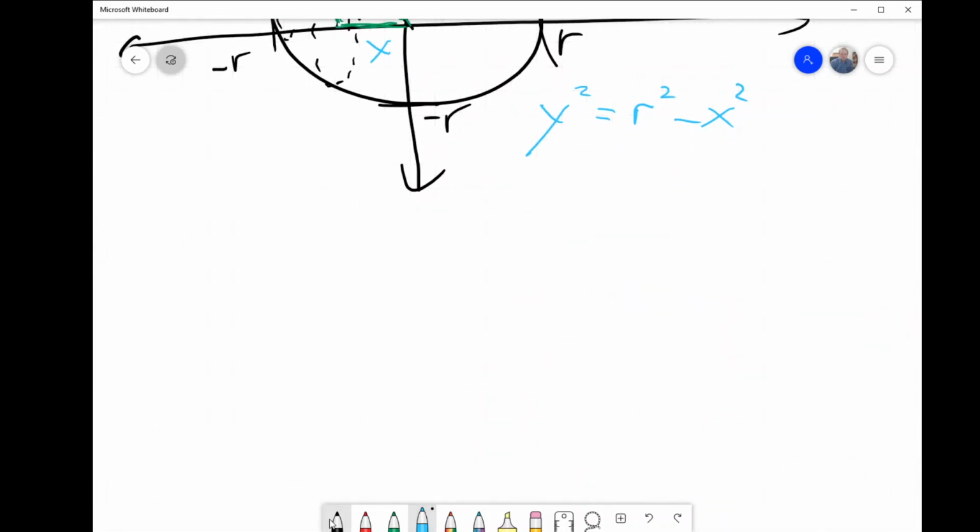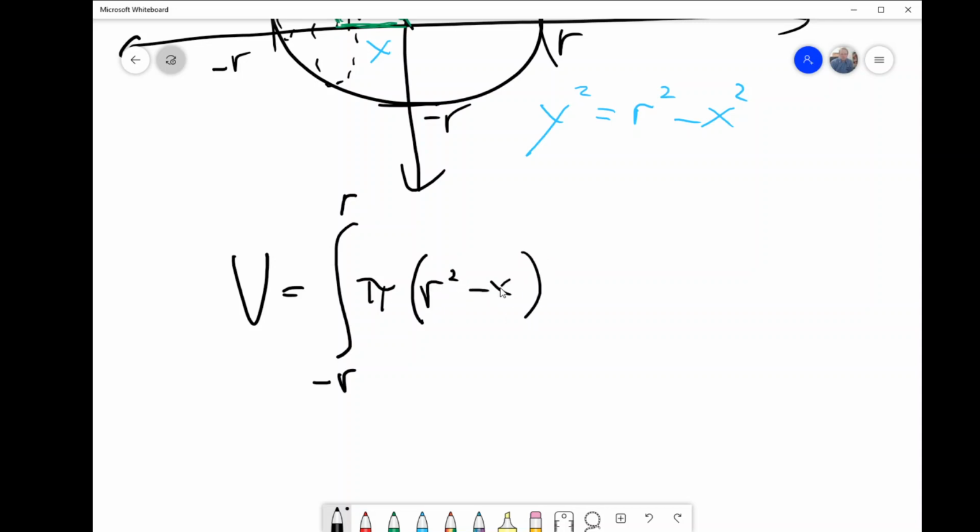So applying this in our general case, that means the volume of our sphere is going to be the integral from minus r to r of the area, which is pi times the radius of that circular slice. Not the sphere, the radius of that circular slice, which is y, and it's that radius squared, which is going to be r squared minus x squared dx. So now we are getting somewhere.